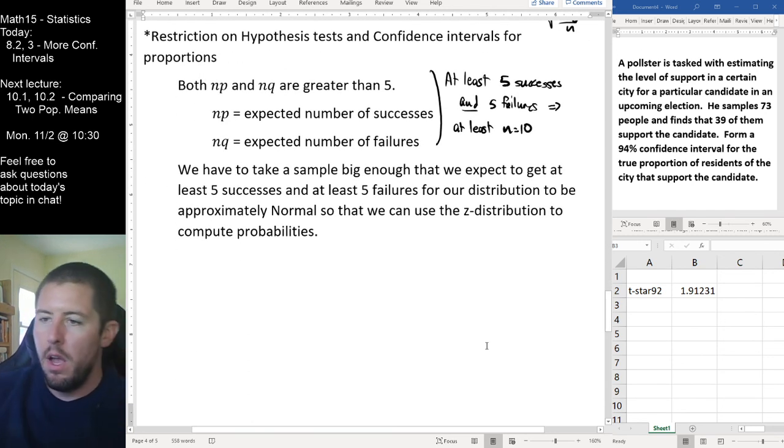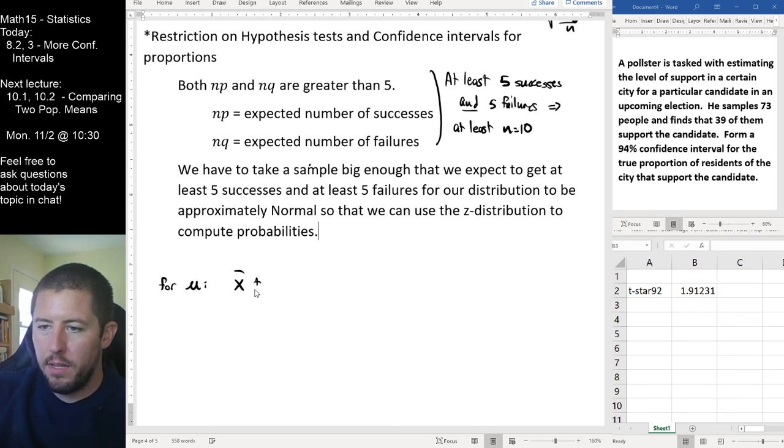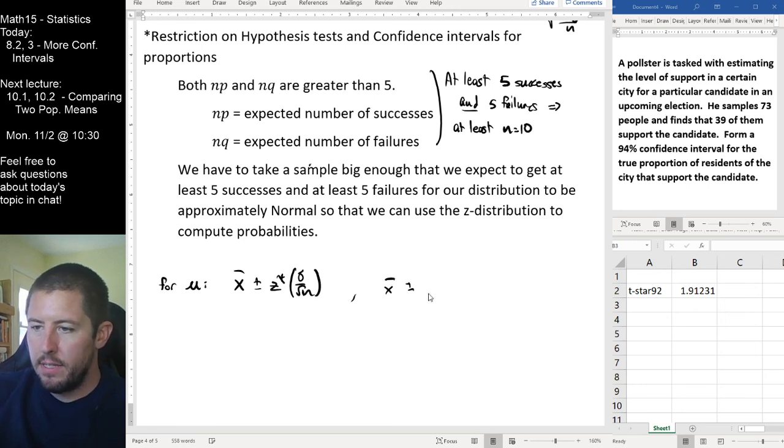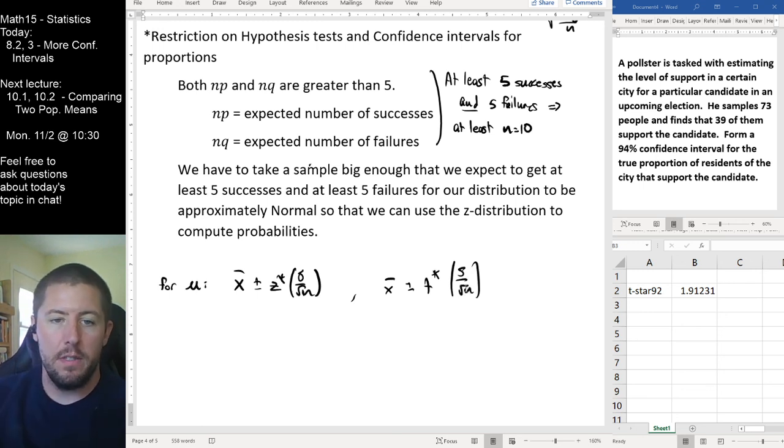But again, in this case, we have met our requirements, so we are good to go on to compute a confidence interval. So let's see the formation of the confidence intervals that we've seen. We have seen for mu, x bar plus or minus z star sigma over root n. We've seen x bar plus or minus t star s over root n. Since our proportions are normally distributed, we fortunately get to use the z distribution, which is good.